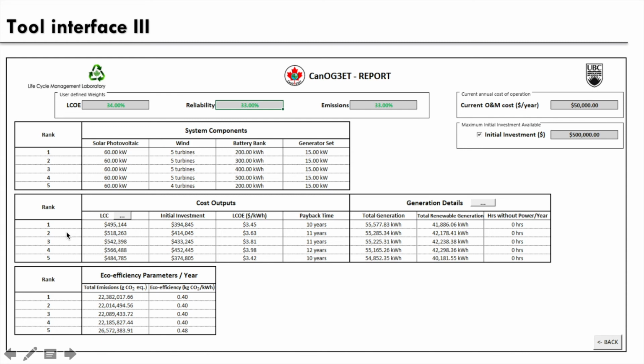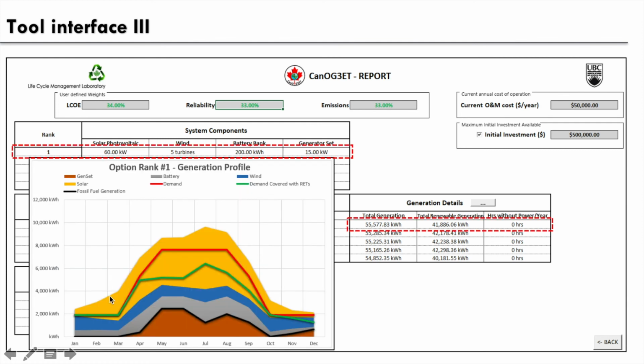After completing an annual simulation with an hourly temporal scale for each possible energy system configuration, CANAGET's multi-criteria decision-making algorithm ranks the system configurations based on the user's defined weights for levelized cost of energy, reliability, and annual emissions. The reporting page provides the technical data, lifecycle costing data, generation details, and eco-efficiency results for the top 5 ranked system configurations. An annual load profile is produced for each of the top-ranked systems and provides a graphical display of how energy is captured, stored, and used for each system throughout the year.